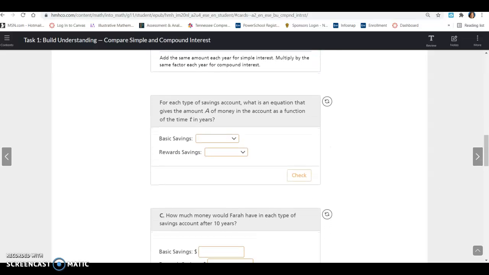All right, for each type of savings account, what is an equation that gives the amount A of money in the account as a function of time t in years? All right, so the basic savings account is going to be a linear equation where you multiply 15 times the number of years, and the reward is going to be exponential, 500 times 1.03 raised to the t power.